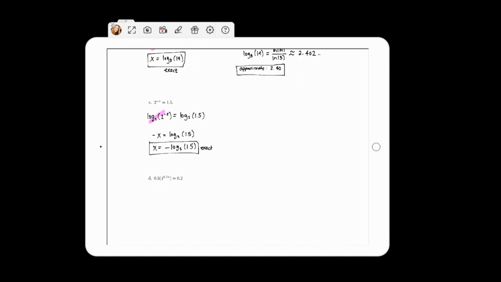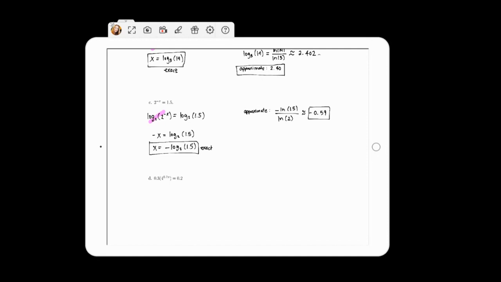And to get the approximate answer, that means I have to put this on my calculator. And again, it's a log base 2, so I need to use the change of base formula. So I will have natural log of 1.5 divided by natural log of 2. In my calculator, I get approximately negative 0.59. This is the approximate solution.